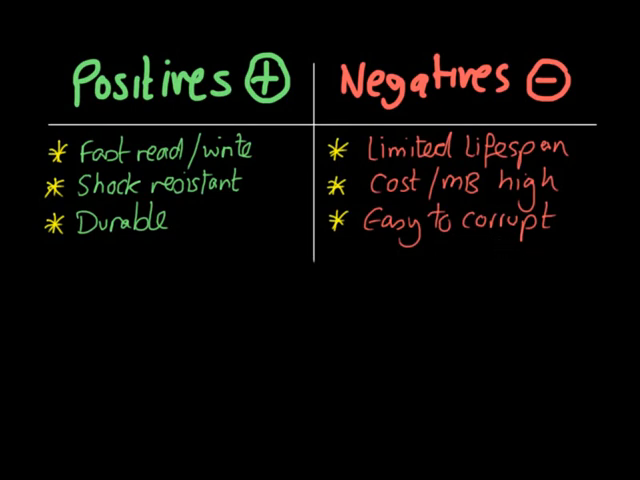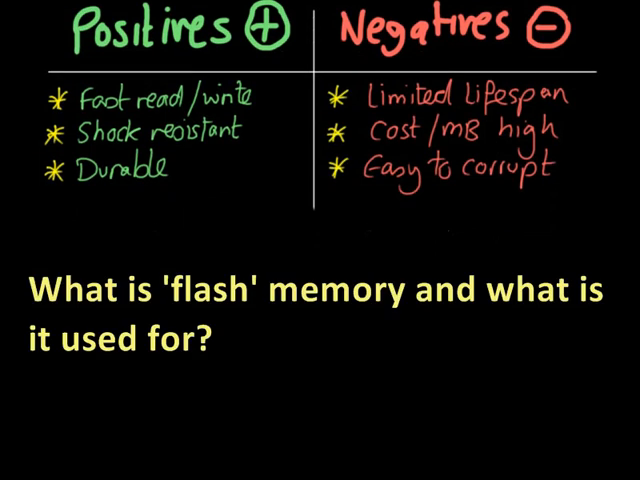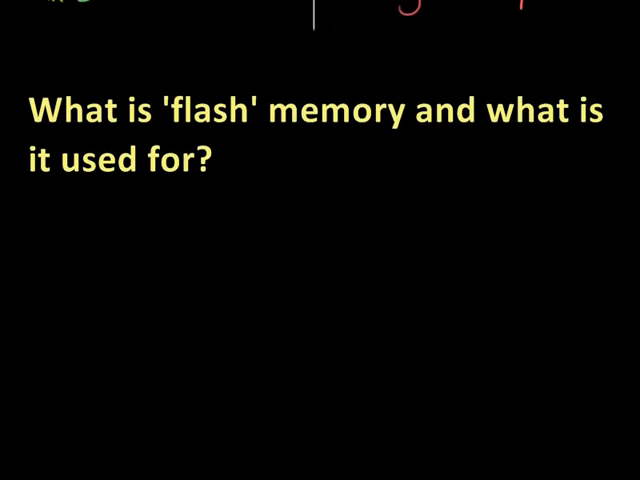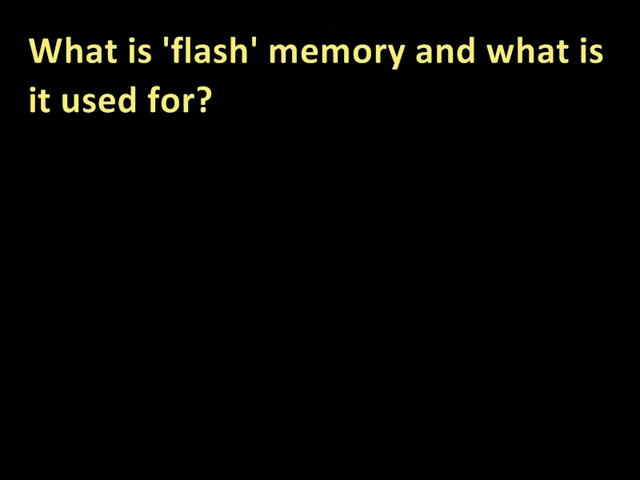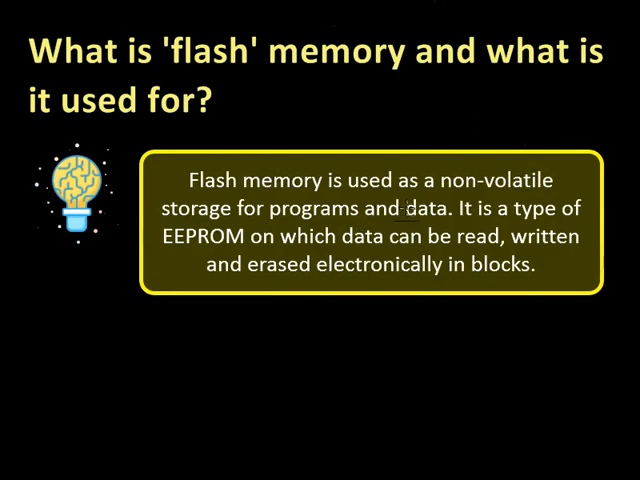Okay, so that's a quick whistle-stop tour of flash memory. Hopefully we've answered the original question, what is flash memory and what is it used for? Let's summarise it. Flash memory is used as a non-volatile storage for programs, NOR flash, and data, NAND flash. It's a type of EEPROM, electrically erasable programmable read-only memory, on which data can be read, written, and erased electronically in blocks. Remember, that kind of only refers to NAND flash, but that's 90%, 99% of the flash memory that you'll probably come across in your professional lifetimes.